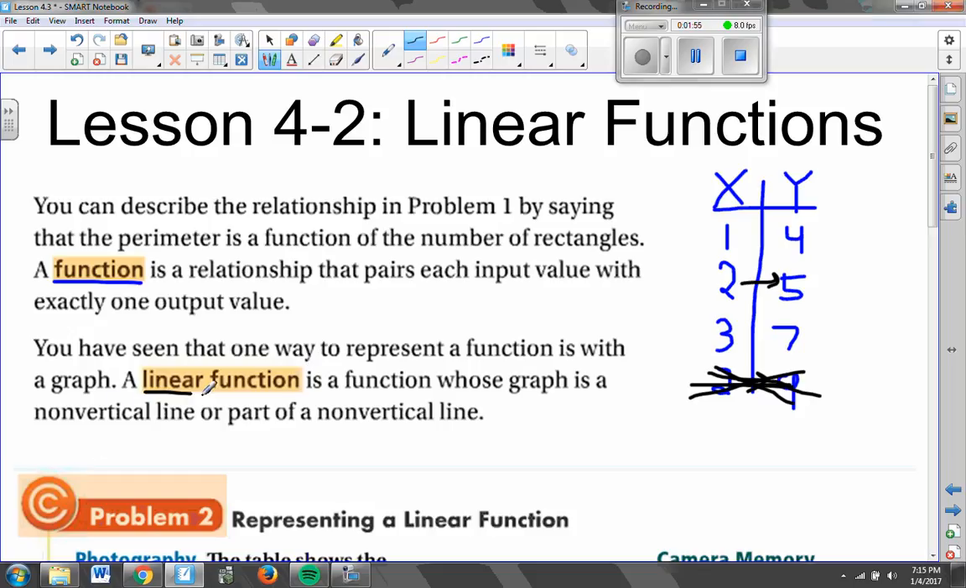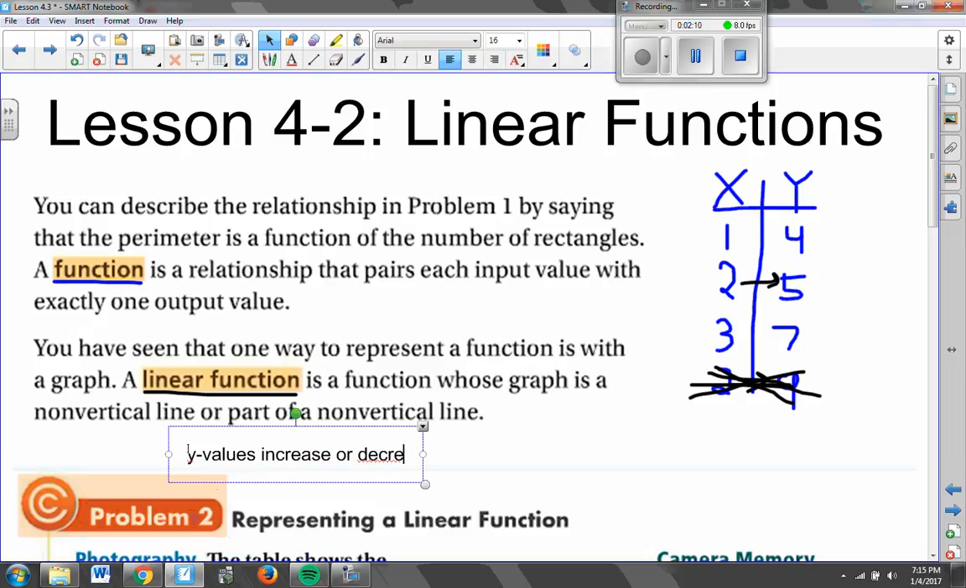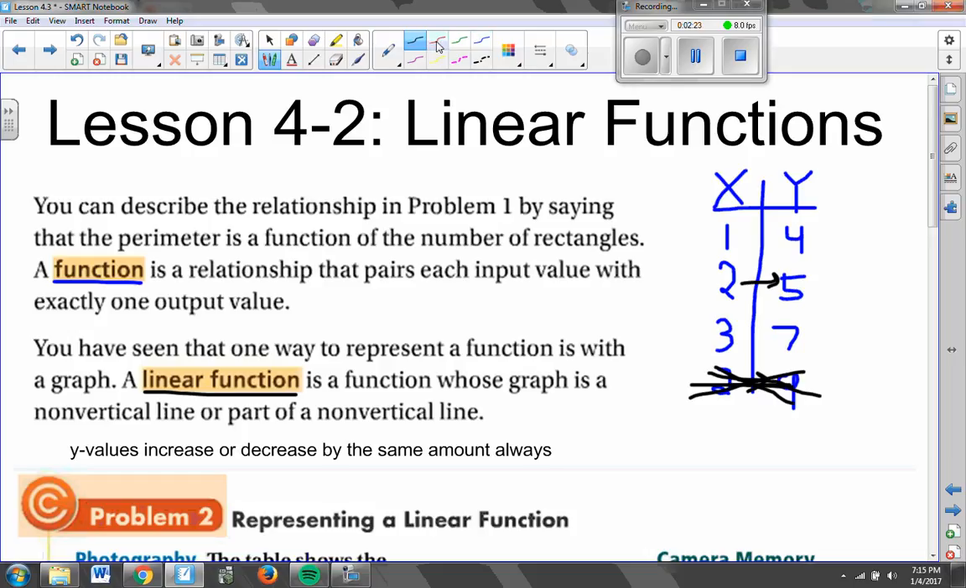A linear function is a function whose graph is a line or part of a line, which basically means for a linear function, the y values increase or decrease by the same amount, always. That's the key for linear functions. Please make sure that this gets written in your notes somewhere, that a linear function has the y values increasing or decreasing by the same amount every time, always, no matter what.